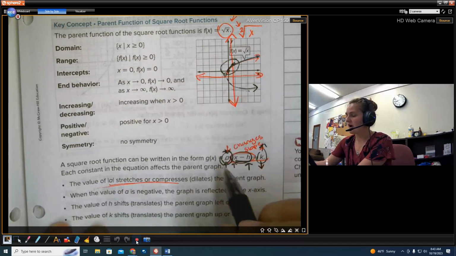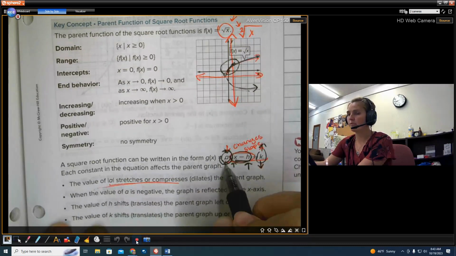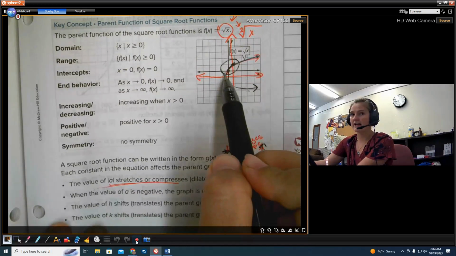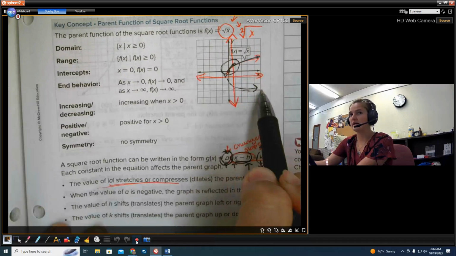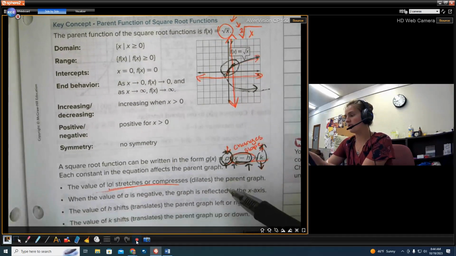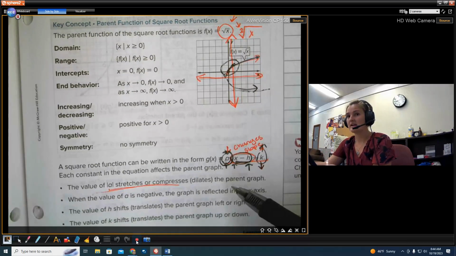The other thing that can happen is our a value can be a fraction, or a number larger than 1 or smaller than 1. We already said that. But it can also be a negative, and a negative would flip it over the axis, just like this little line up here. So a negative would flip it over the x-axis because it's affecting the y's.